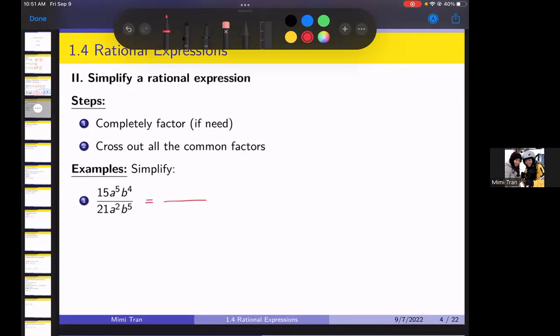Can someone tell me the answer if you have it? Go ahead. You can have the same. Yeah, 15, 21. We took out the 3 factors: a to the 5th, a squared, a cubed, and then b to the 4th, b to the 5th in the bottom, so b to the bottom.